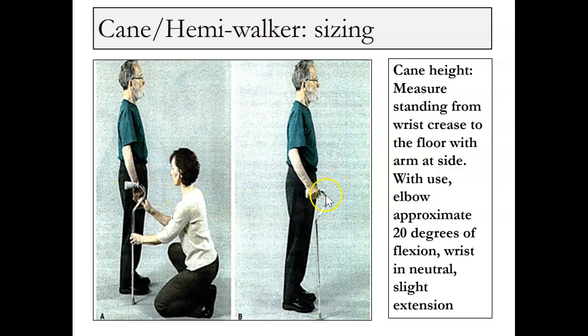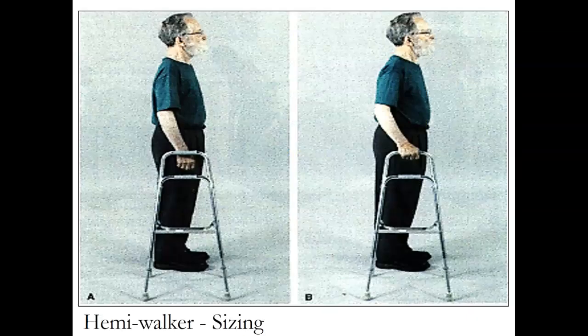And then when he's using it, he'll have a slight bend in his elbow, roughly 20 degrees of elbow flexion. His wrist is relatively neutral, relatively straight, not deviated or flexed excessively in any direction. This is what we want. So you size it like this, and then you have this slight degree of elbow flexion. It's the same with a hemi walker as with a cane. And here's the hemi walker sizing. You can see, again, to the wrist crease, and then when he has it, he has that slight bend in his elbow. Nice upright posture.